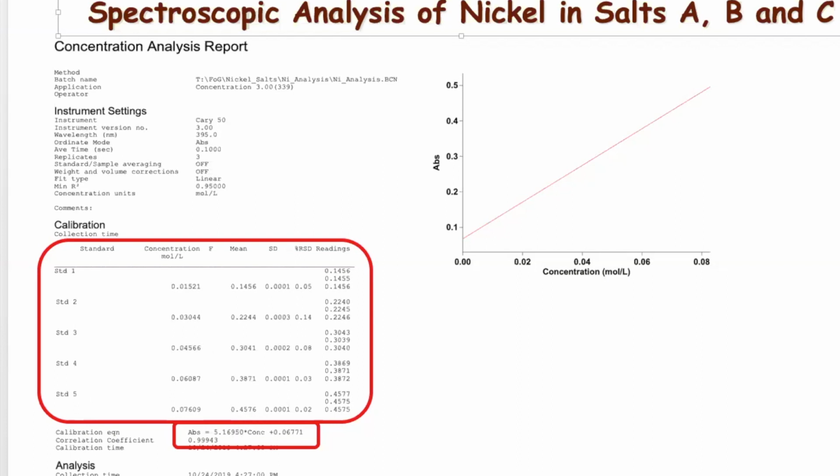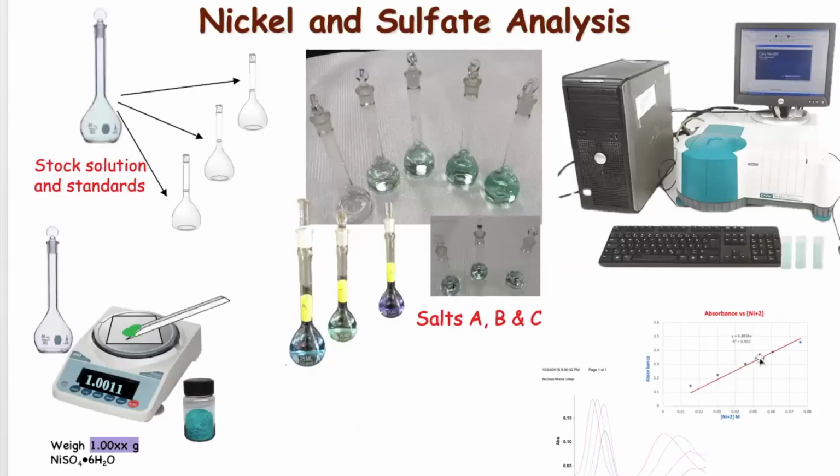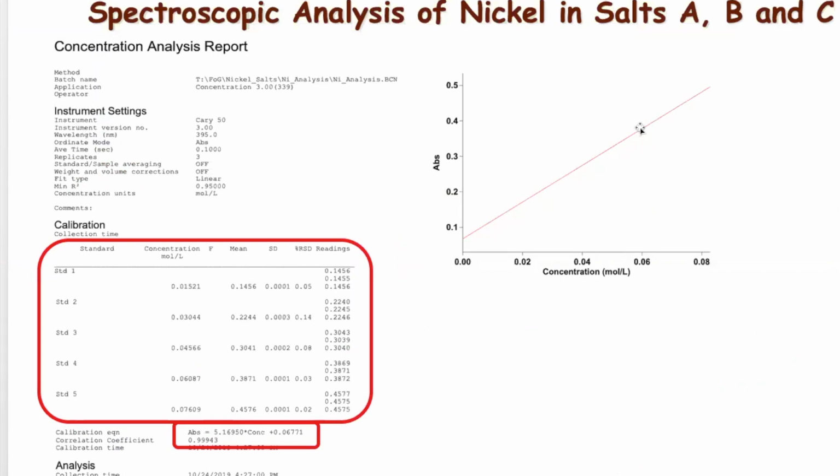So see this curve right here? Well, this is the full analysis. You can see that the correlation factor is 0.99943, so it's pretty good. The equation of the line is Y, which is absorbance, equals mx, where m, the slope, is 5.16950, x is the concentration, plus the intercept, 0.06773. You're going to use this equation to calculate the concentration of your nickel for your unknown.